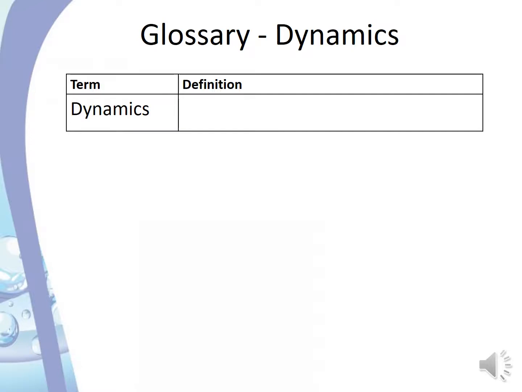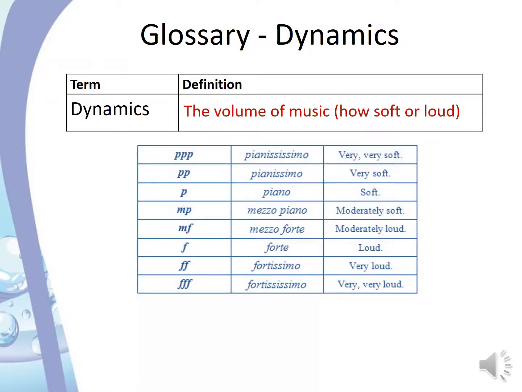Simply put, dynamics is the volume of music. In other words, how soft or how loud can I be playing or singing at a certain time. As with tempo and other musical terms, dynamics are usually expressed in the Italian language. Here, we see a listing of the various dynamic markings along with their Italian term and English definition.